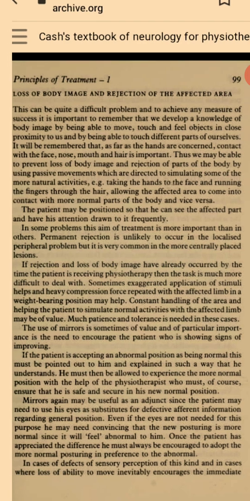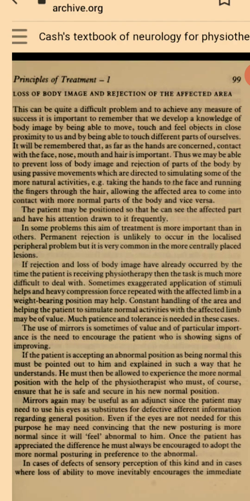Loss of body image, and rejection of the affected area. This can be quite a difficult problem, and to achieve any measure of success, it is important to remember that we develop a knowledge of body image, of being able to move, touch, and feel objects in close proximity to us, and by being able to touch different parts of ourselves.